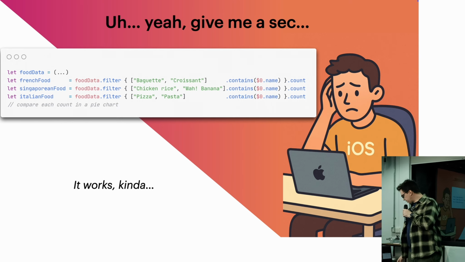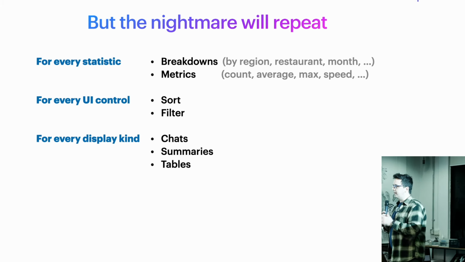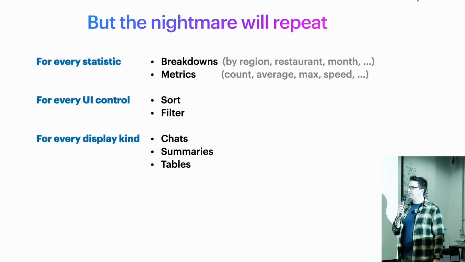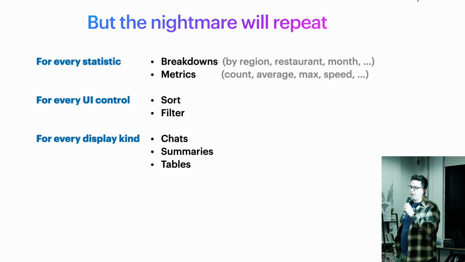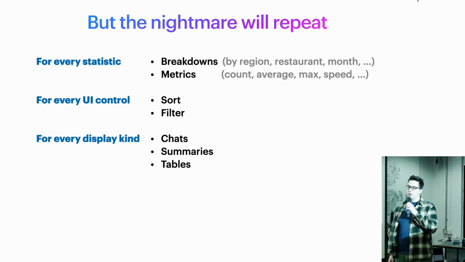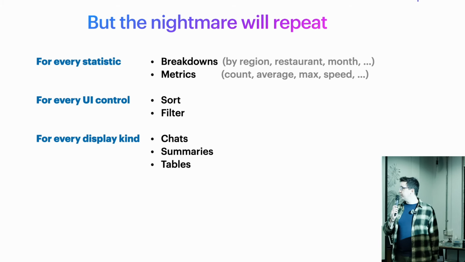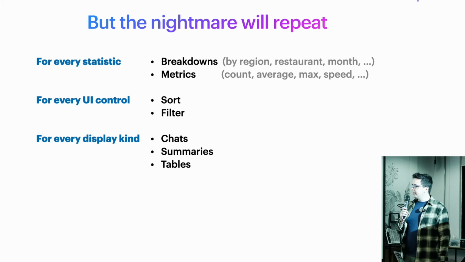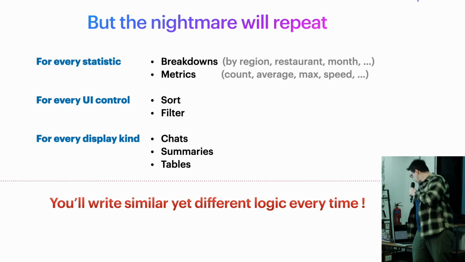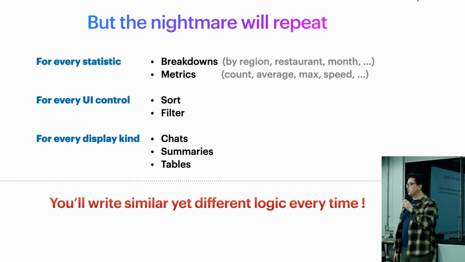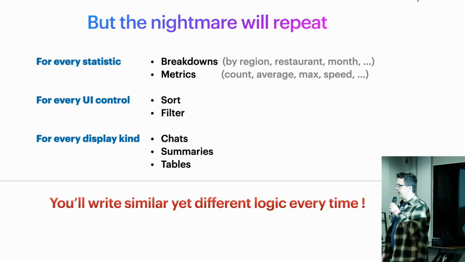But it's pretty cumbersome. And the nightmare will repeat. For every new statistic like that you will have to incorporate into your app, like for example, you want to do a new breakdown by region, by restaurant, month, etc., or any new metrics you want to introduce. We just did a count, but what if you want to calculate an average, maximum, or average speed, etc.? Every time you will have to rewrite logic that is similar yet different. So you can feel like there's probably a better way, right?